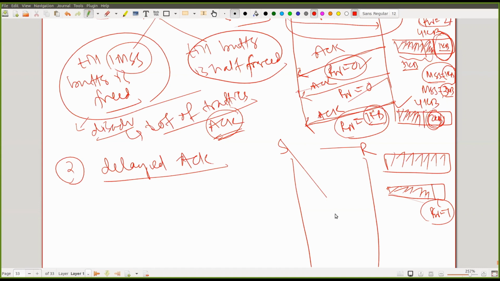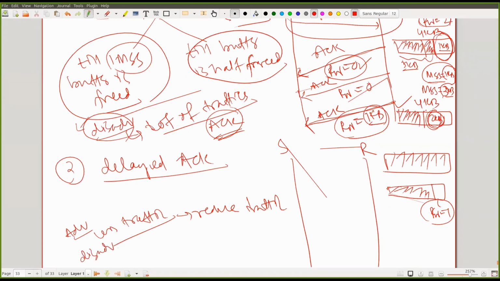What is the first advantage? Reduced traffic. The first problem we discussed in the case of Clark's first solution is taken care of. We are not sending ACKs unnecessarily. But there is a disadvantage to it. Can anybody think of what the disadvantage of it is?